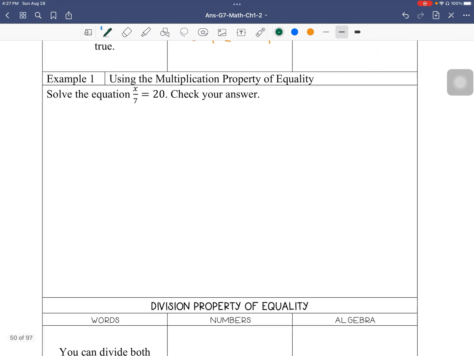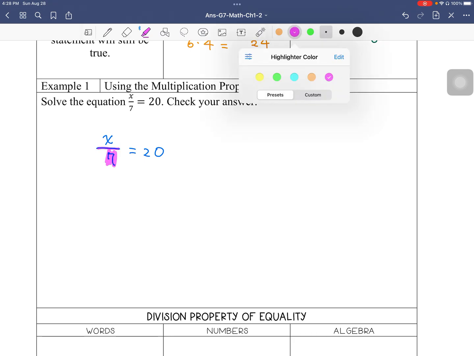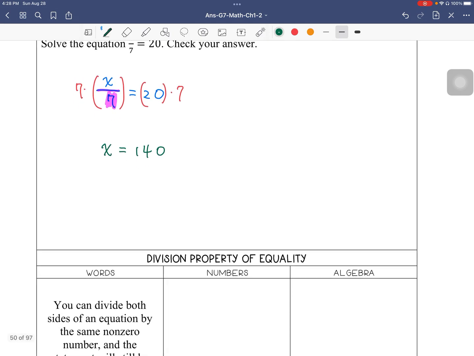So how do I solve the equation x divided by 7 equals 20? Now this is a division, so I want to use the multiplication property of equality. So what I want to do is multiply both sides by 7. So I get x equals 140. So this is the answer.